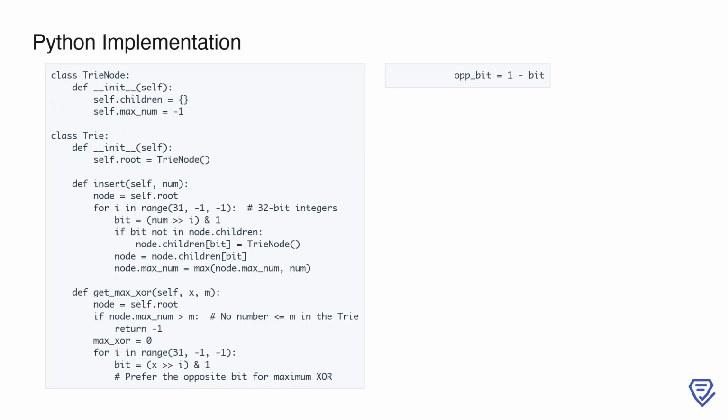Finally, the get_max_XOR method is introduced to compute the maximum XOR value for a given number x, provided the XOR operation involves only numbers in the tree that are less than or equal to m. If no such number exists, we immediately return -1. To maximize the XOR, we attempt to follow the path of the opposite bit at each level, as XOR is maximized when the bits differ.